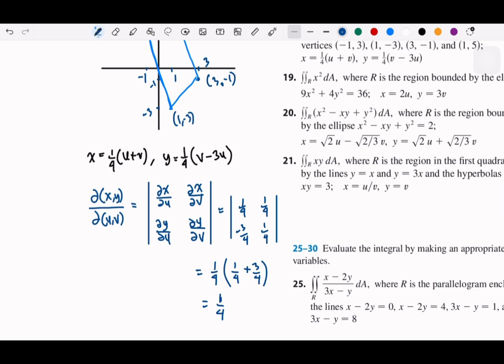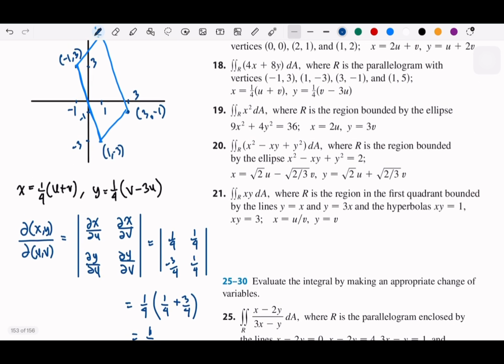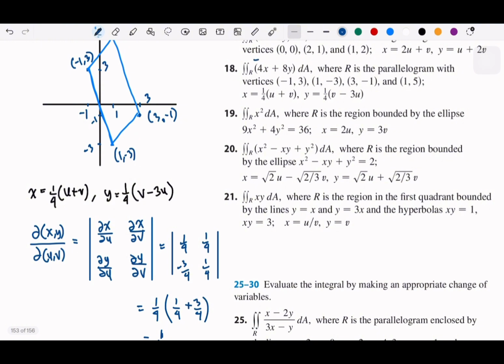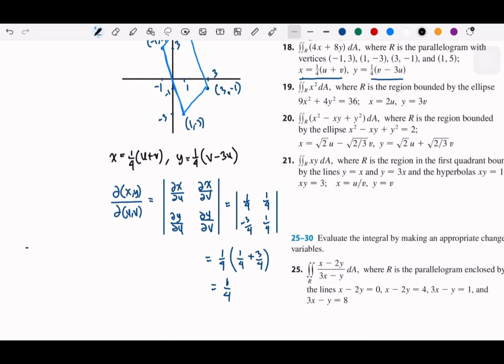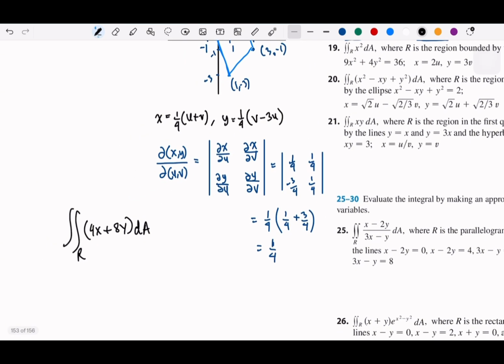And then, what is the question? The question is this 4x plus 8y. So let's exchange x and y through the u and v that we have here. Okay. So let's write again. The formulation is, let me write the question, 4x plus 8y dA.